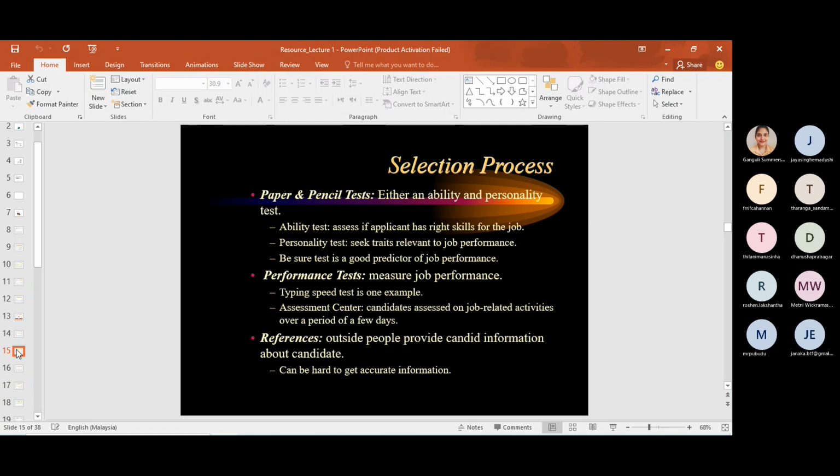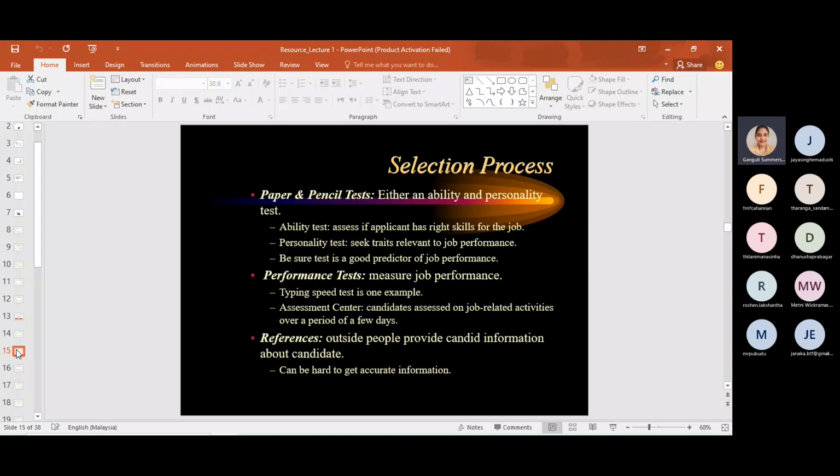A personality test is to evaluate your personality. What kind of personality traits do you have? What kind of characteristics do you have in your attitude? That is how a personality test happens. A personality test is to test your personality, test your attitude.